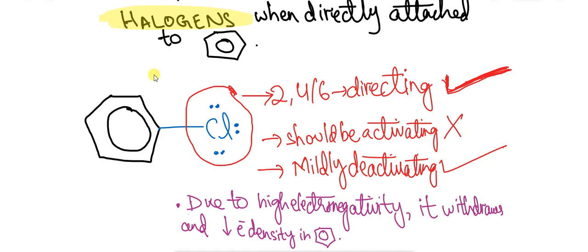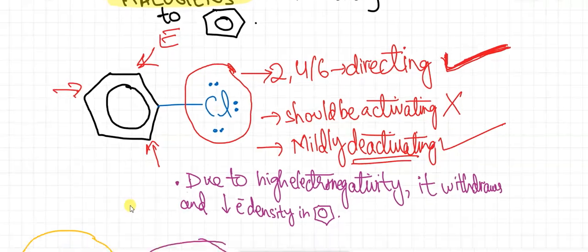2, 4, 6 directing means that the electrophile will come and attack the second position or the fourth position or the sixth position. All the 2, 4, 6 directing groups that we did in the previous video were activating groups. But the halogens are mildly deactivating, the reason being that they are highly electronegative, so they actually pull the electron density away from the benzene ring rather than donating it.